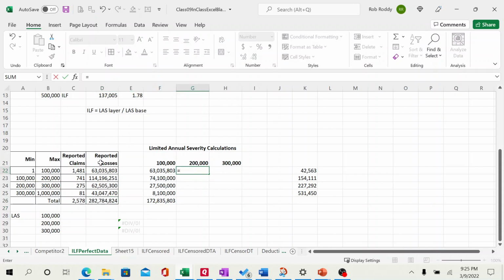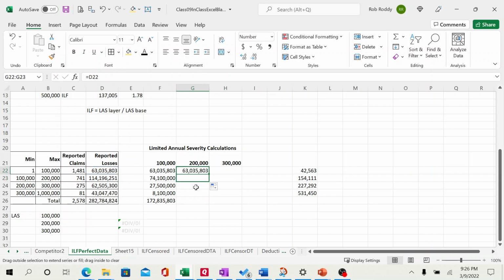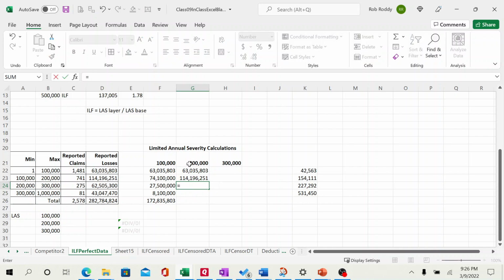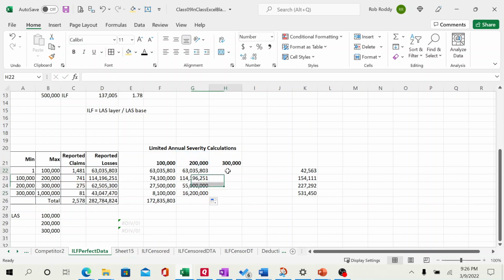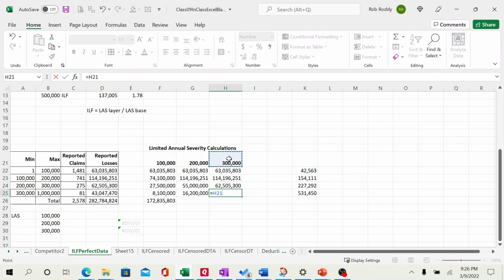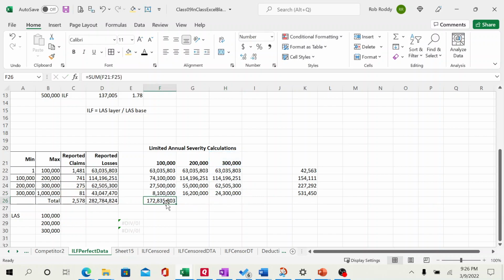We'll do the 200,000 quickly. You would take your reported losses for any layer below 200,000, and 200,000 times the amount of claims. I'm going to do this so you can see how I can do this a little more quickly in Excel. And then the exact same thing for here. We're going to take the reported loss for the 300,000, so the total losses of anything that falls under 300,000 times the amount of claims times 300 grand. I did it right this time. You add up your totals right here.